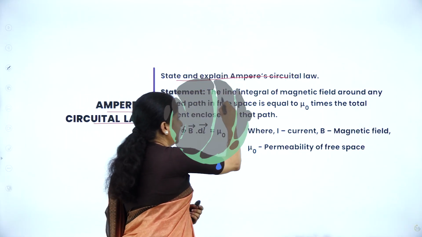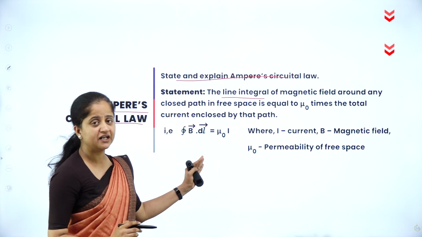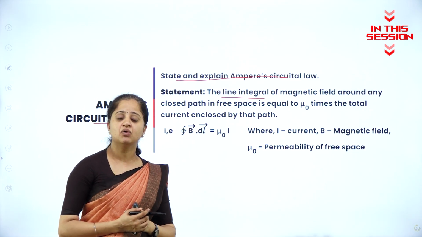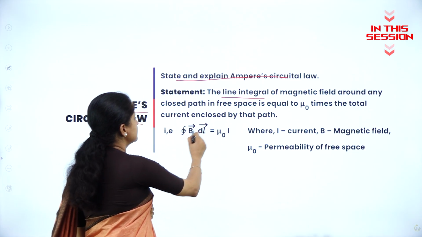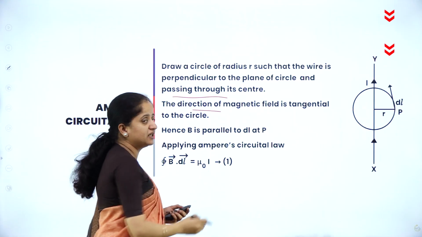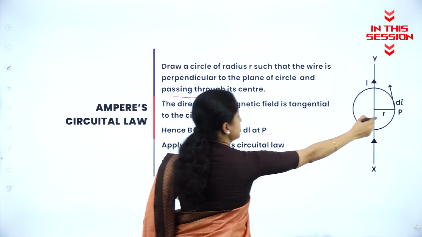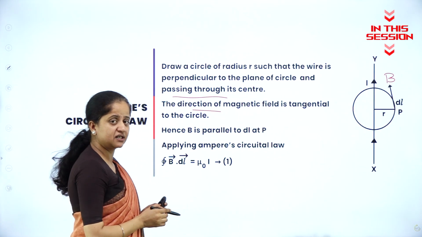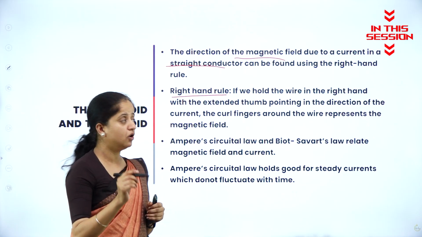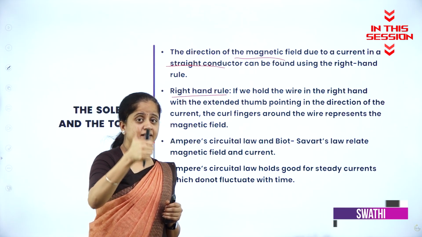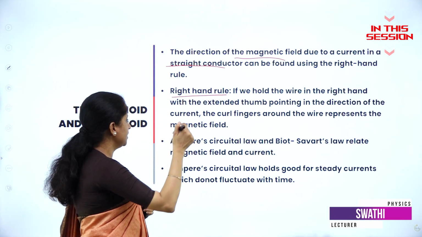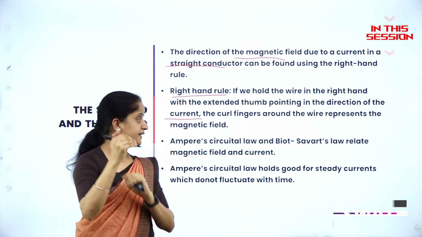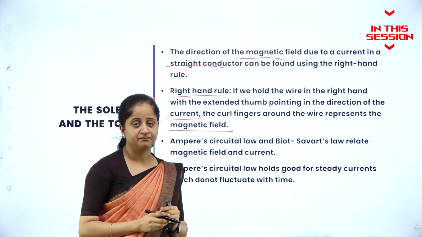It says that the line integral of magnetic field around any closed path in free space is equal to mu naught times the current enclosed by that path. The direction of magnetic field is tangential to the circle. You can observe this is my magnetic field, it is always tangential to the circle. The right hand rule says that if we hold the wire in right hand, the thumb points the direction of current and the curl fingers signifies the direction of magnetic field.